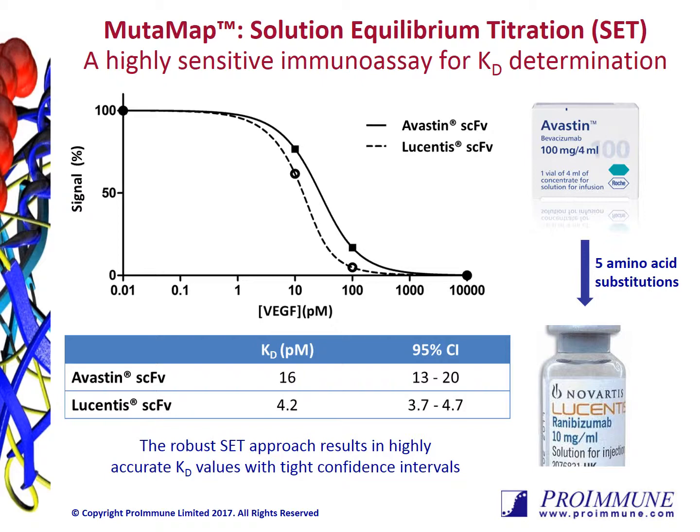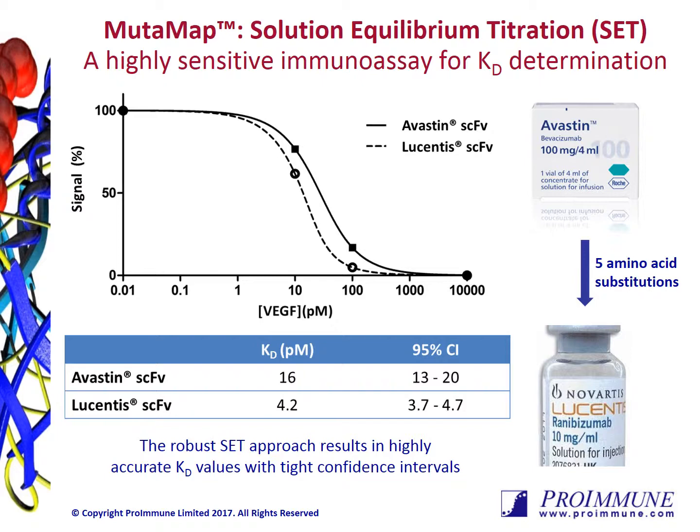To introduce the service to you in more detail, I'm first going to show you some data analysing the anti-VEGF monoclonal antibody Avastin. From this parent antibody, 5 amino acid substitutions were introduced to develop a higher affinity anti-VEGF antibody called Lucentis. The graph here shows the direct comparison of these two antibodies in the solution equilibrium titration assay, or SET, measuring the affinity of binding to VEGF.